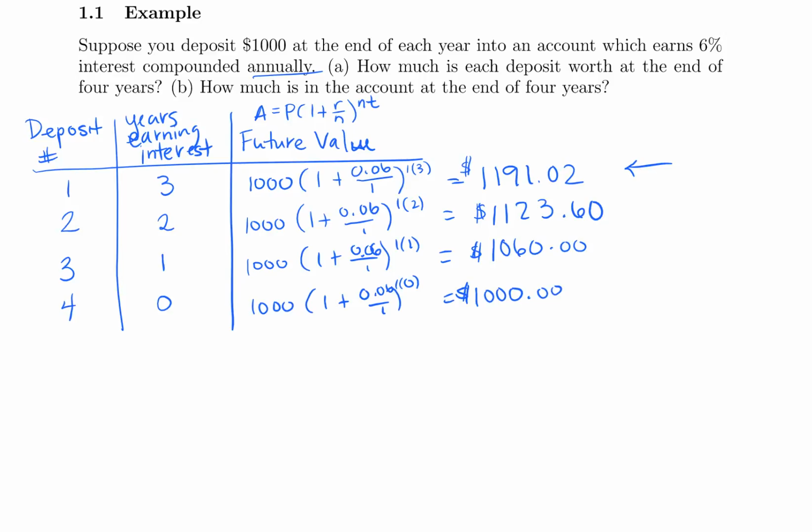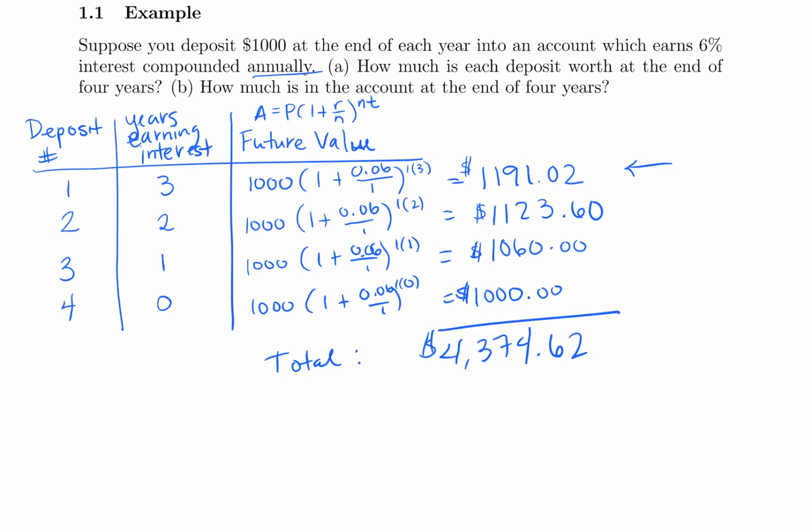Now the total amount in the account is going to be the sum of these 4 numbers, and if we add up those 4 numbers, we end up with $4,374.62. Now, this process wasn't so bad for a 4-year account, especially because it was compounding annually. But what if we were depositing $1,000 every 2 months? So we had 6 compounding periods in 1 year, and then we wanted to do 4 years. That would be a lot to do by hand.